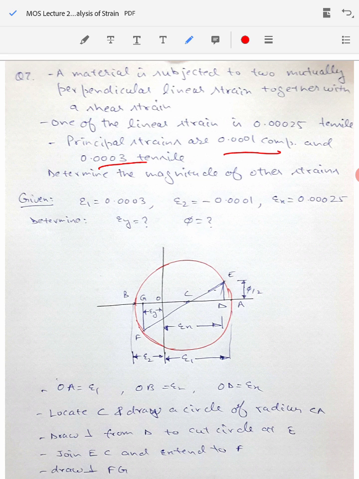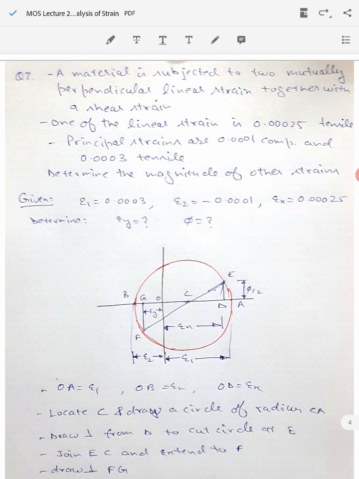You don't need to determine the principal strains. They are given to you. One of the linear strains, that means epsilon x, that is being applied is given to you. That is 0.00025 tensile. You need to determine the second linear strain, that is epsilon y, and the shear strain, that is phi. So you know epsilon 1, epsilon 2, and epsilon x. What needs to be determined is epsilon y and phi.